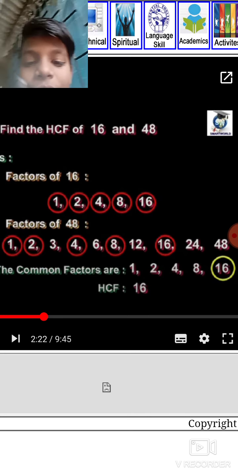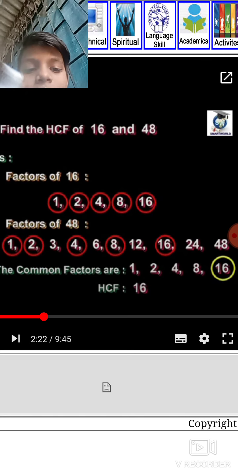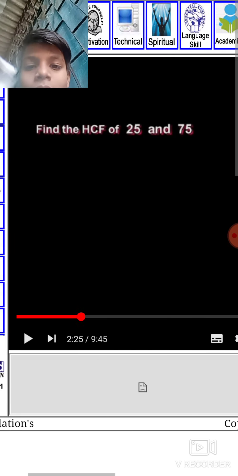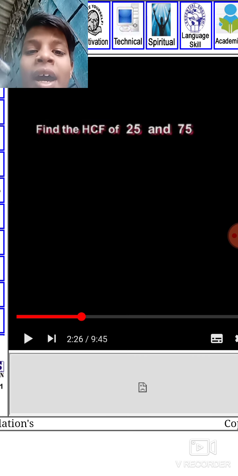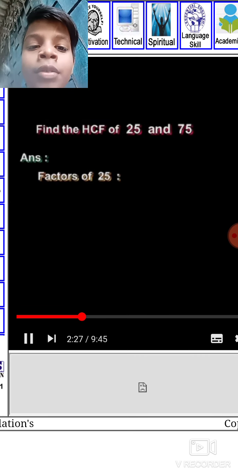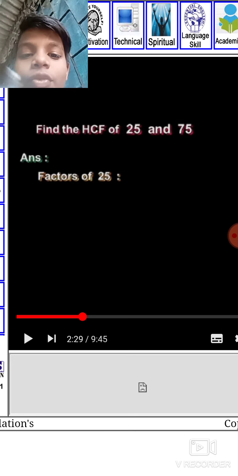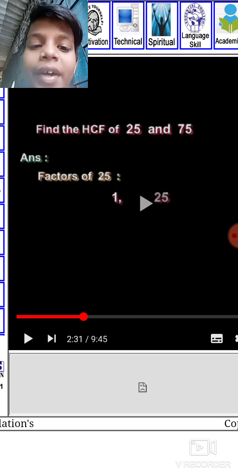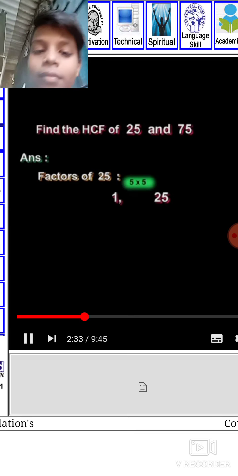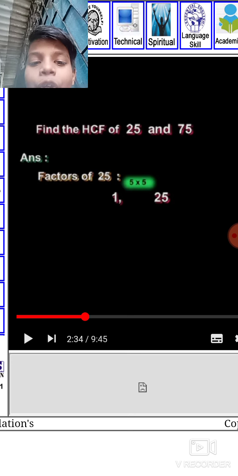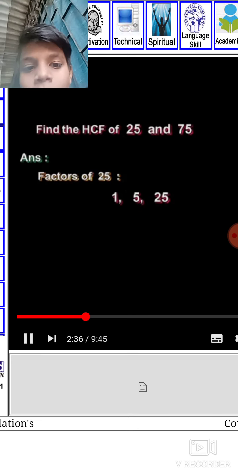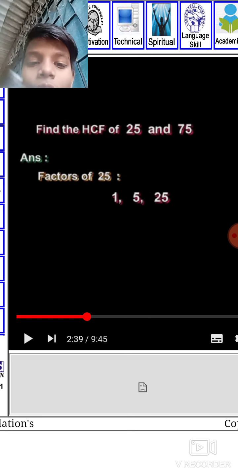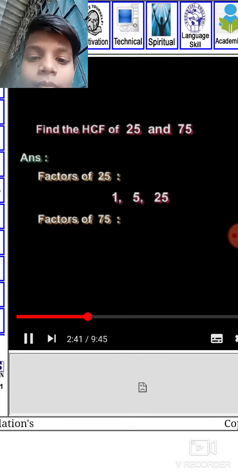Next pair, 25 and 75. Factors of 25: 1 and 25, 5 into 5, so we'll write down 5 only once. So the factors are 1, 5, 25.